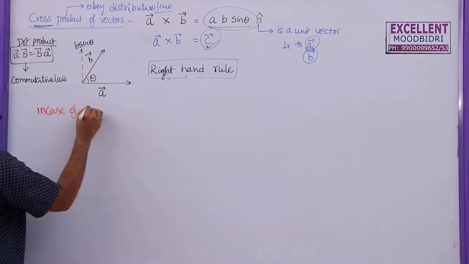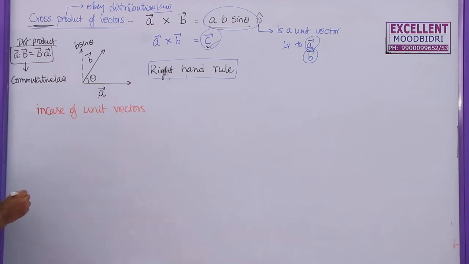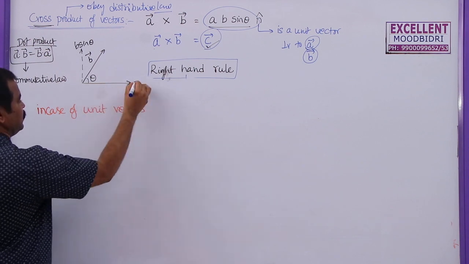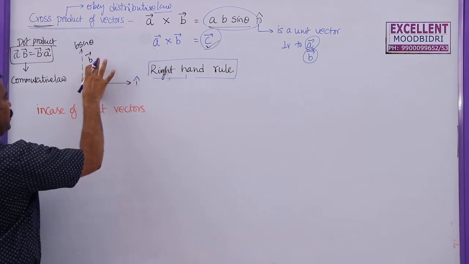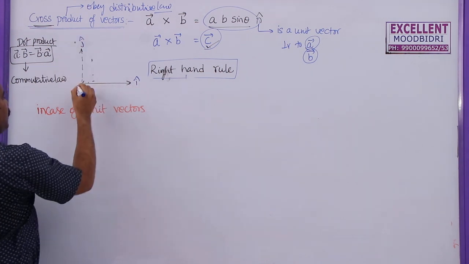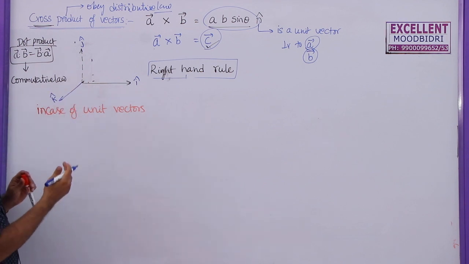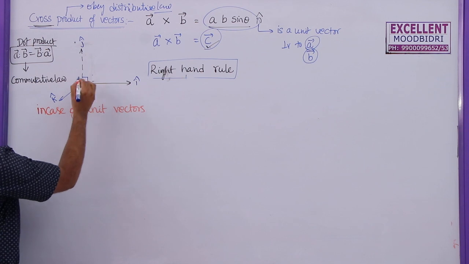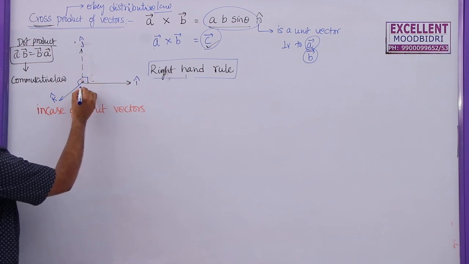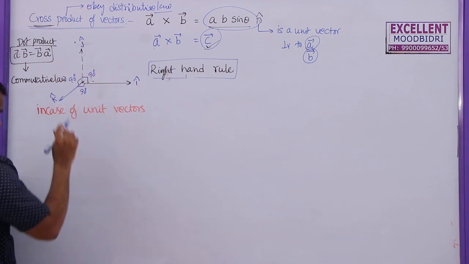In case of unit vectors, we know these I cap, j cap, k cap are unit vectors. So let me take this as I cap, and along y axis let me take it as j cap, and this will be k cap. We know that angle between I and j is 90, angle between j and k is 90, angle between I and k is also 90. This is 90, this is 90, this is 90 degrees.